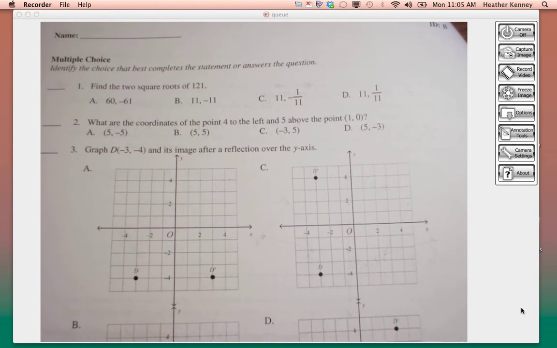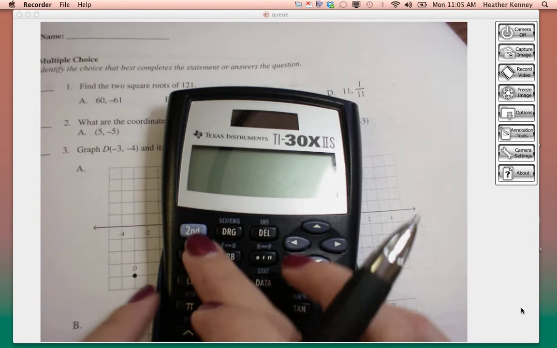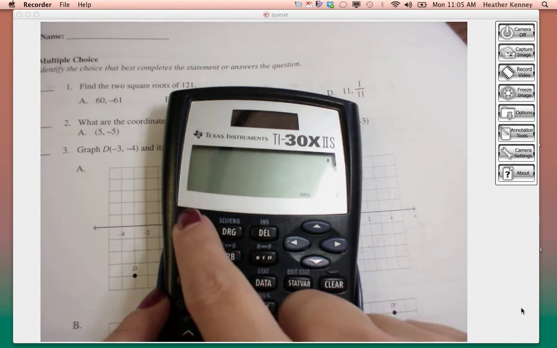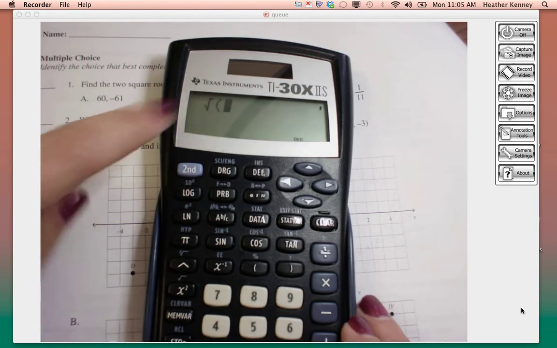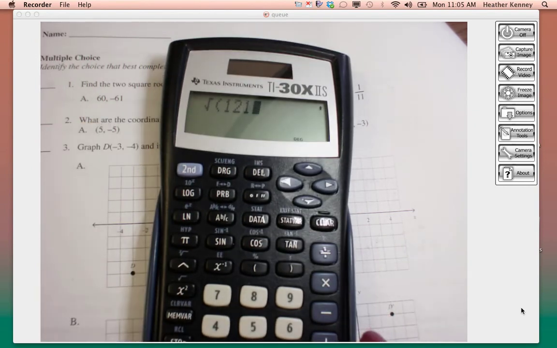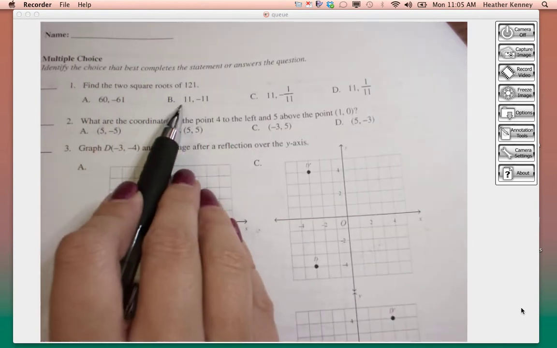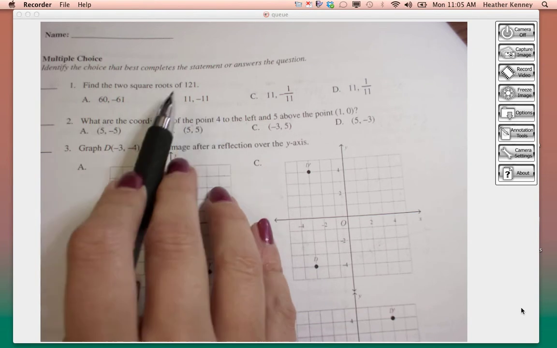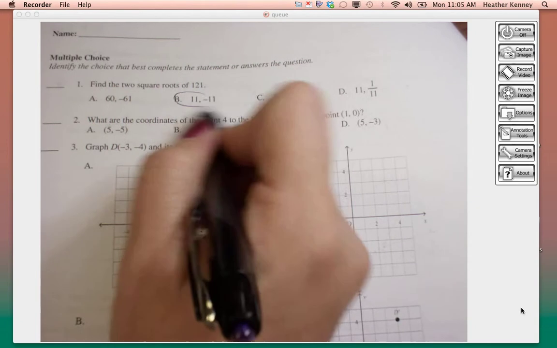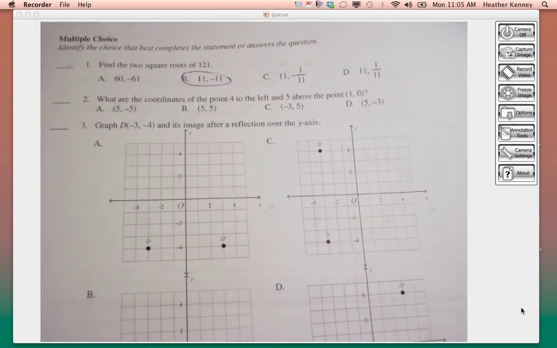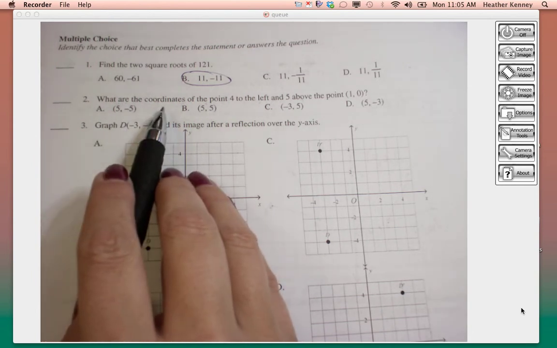Find the 2 square roots of 121. Every number has a positive and a negative square root. 121 is one of our perfect squares. If you didn't remember, you could have put this into your calculator. Second, x squared gives you a square root symbol. 1, 2, 1, and we have 11. So our roots are 11 and negative 11. 11 times 11 is 121. Negative 11 times negative 11 is also 121, so the answer was B.